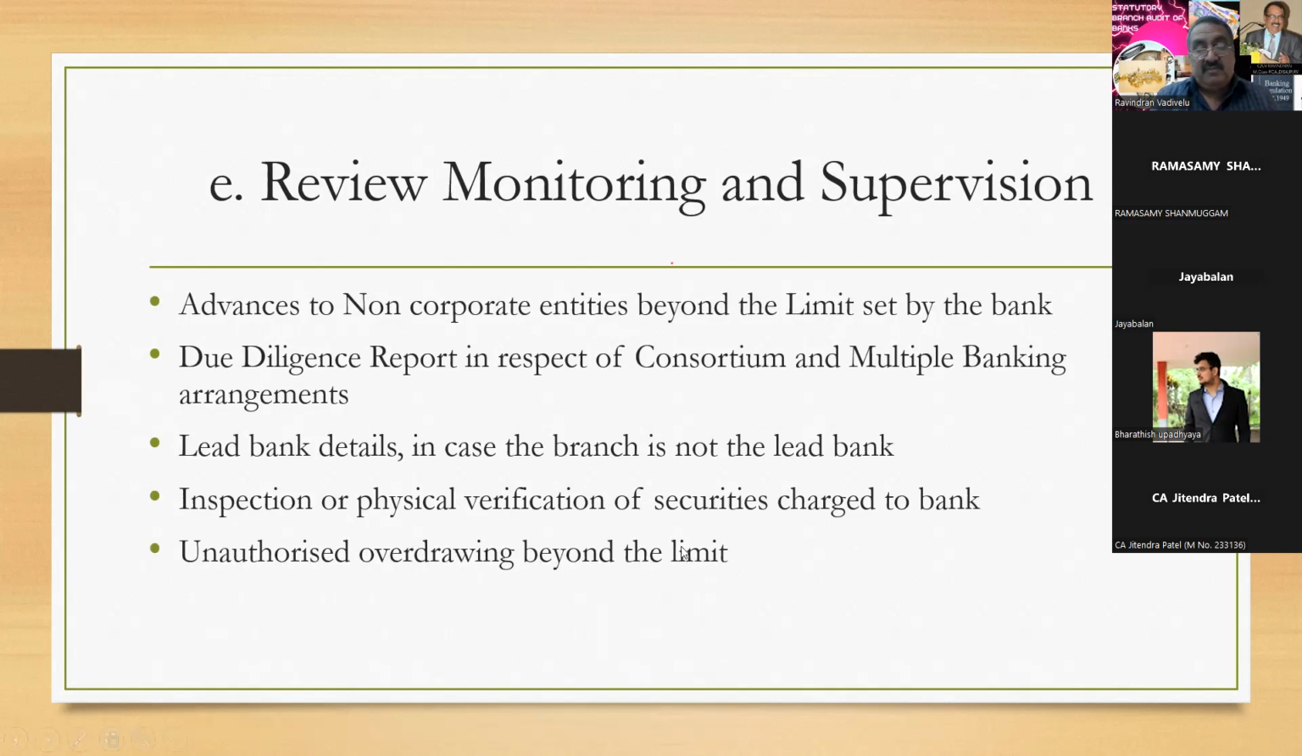And unauthorized overdrawing beyond the limit. Normally the head office circular says that if the loan is 10 lakhs, an excess of 10 to 20% is allowed by the manager to the customer on a temporary basis. If it goes beyond that 20%, say if the loan amount is 10 lakhs, 2 lakhs can be given as excess. If the excess is given to the tune of 3 lakhs, that means it is overdrawing beyond the limit, more than the permitted limit the manager has given. So it is called unauthorized overdrawing beyond the limit.